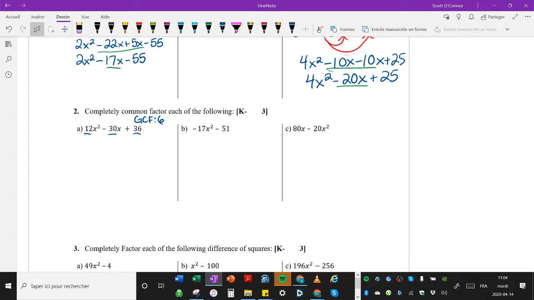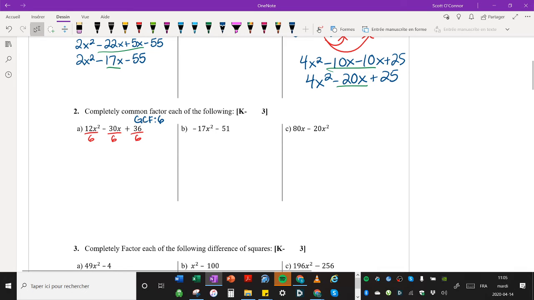So it's 6. And then because this last term has no x, x is not part of the greatest common factor. If all of the terms had x, then we could put x. If all of the terms had at least x squared, then we could put x squared. So it's always your variable with the lowest exponent, or if there is a term with no variable, then the variable is not part of your greatest common factor. So here it's 6, so then once we get that, we're going to divide everything by 6.